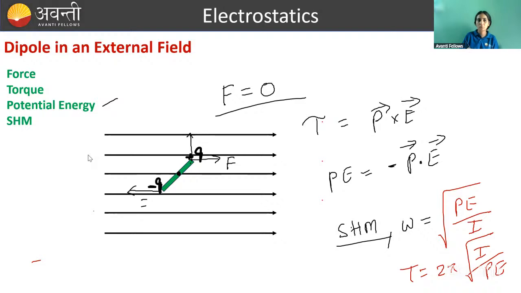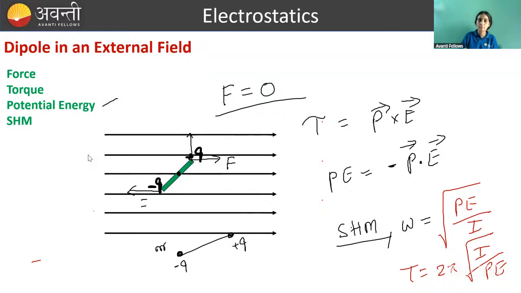ठीक है. So if they are asking angular velocity of this rotating dipole, I mean this dipole performing SHM, then you will write root under pE by I. Time period 2 pi root under I by pE. मोमेंट ऑफ इनर्शिया कैसे निकालोगे? डाइपोल को रॉड की तरह ट्रीट करने की जरूरत नहीं है, because there is one mass over here of minus q and there is another mass here of plus q.